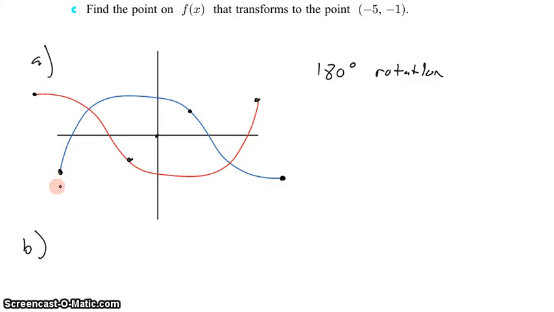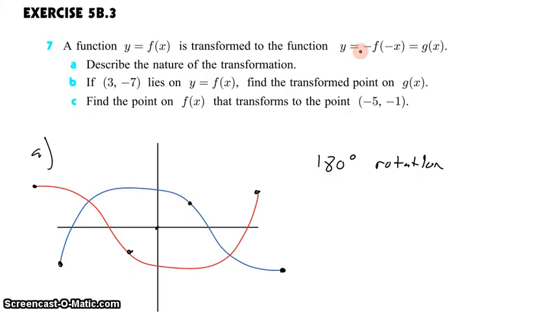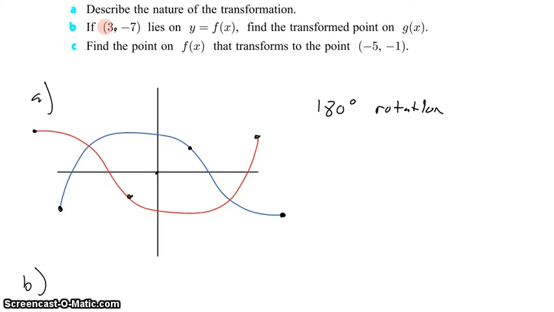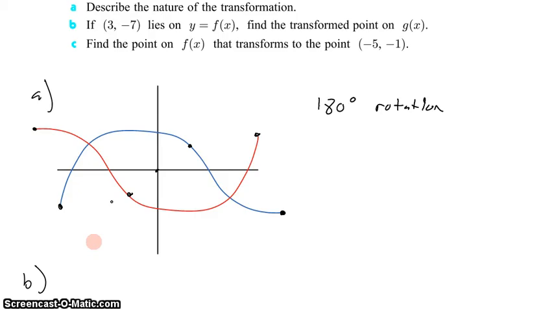So basically what we see is that both the x and the y components have flipped, which isn't a surprise because we knew that we flipped in the y direction and we knew that we flipped in the x direction. So if (3, -7) is on f(x), what's on g(x)? (-3, 7).